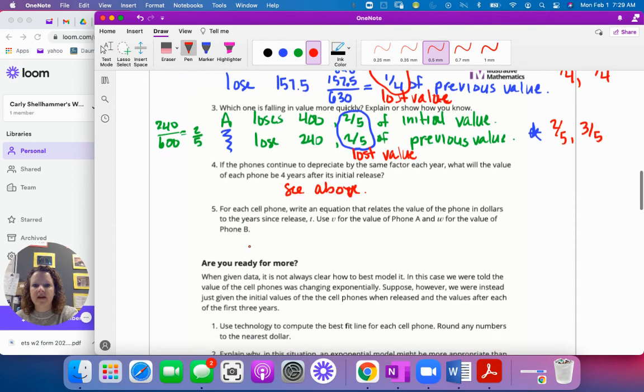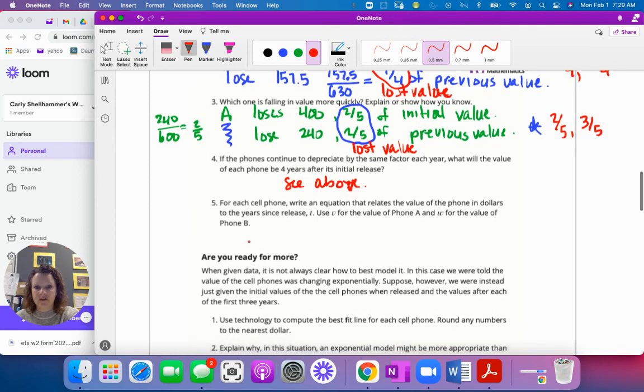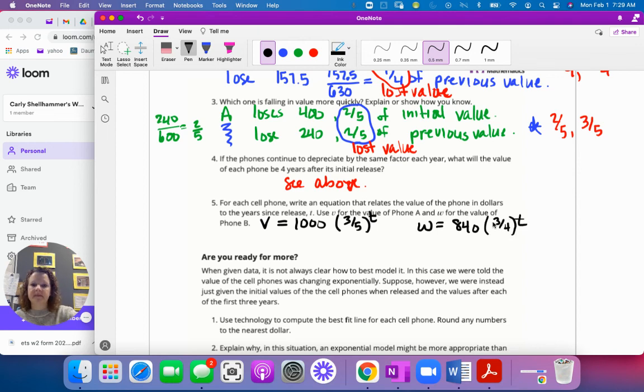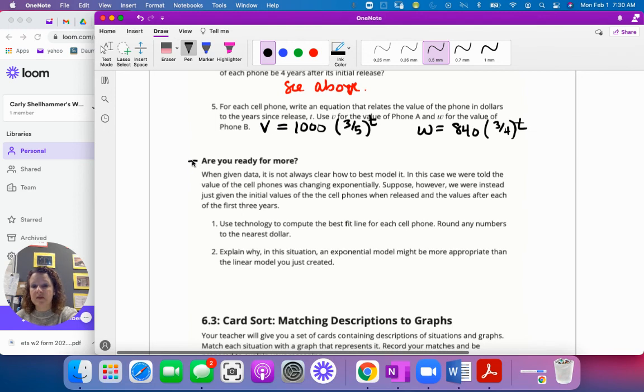For each cell phone, write an equation that relates the value of the phone in dollars to the years since release. Use V for the value of phone A and W for the value of phone B. It's an equation, not a function, so just V. What is our initial value? 1,000. And how much remains each time? 3/5 raised to the T. And then W equals, my initial value was 840, and 3/4 remains, raised to the T. This one's a little bit more difficult.